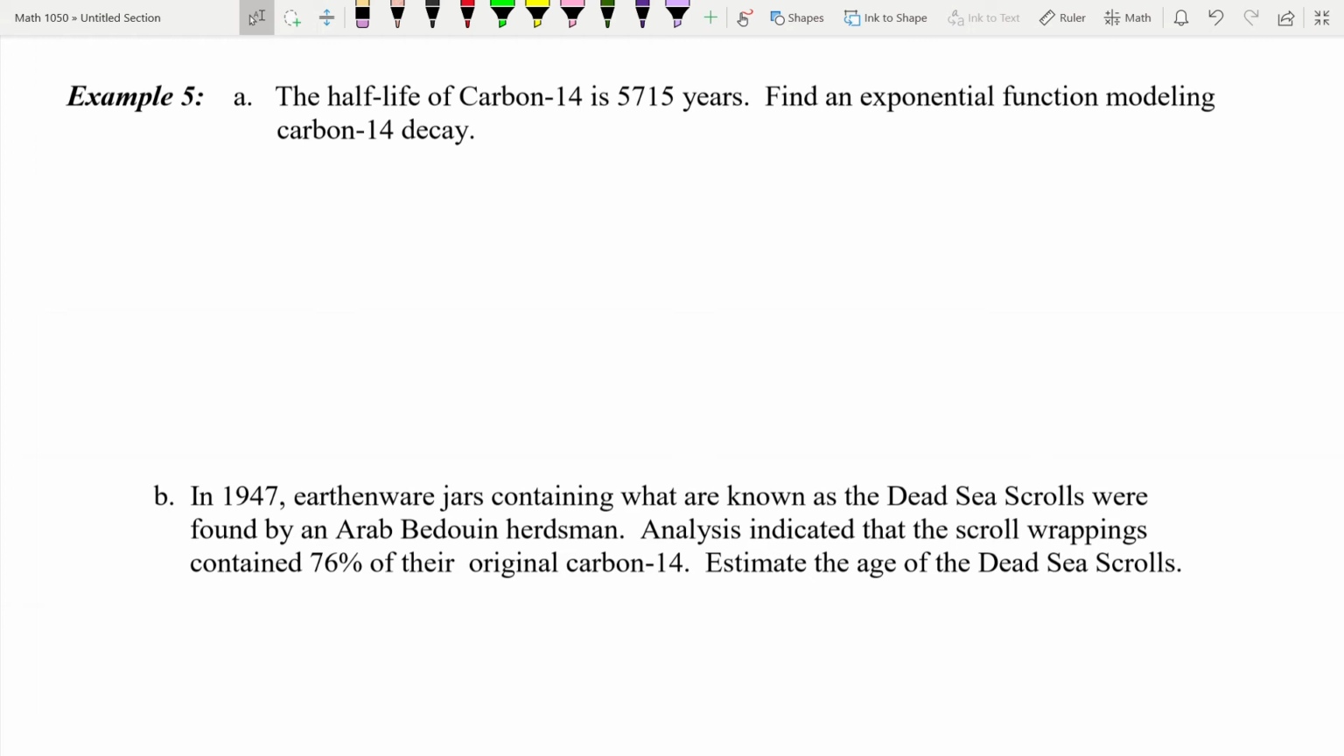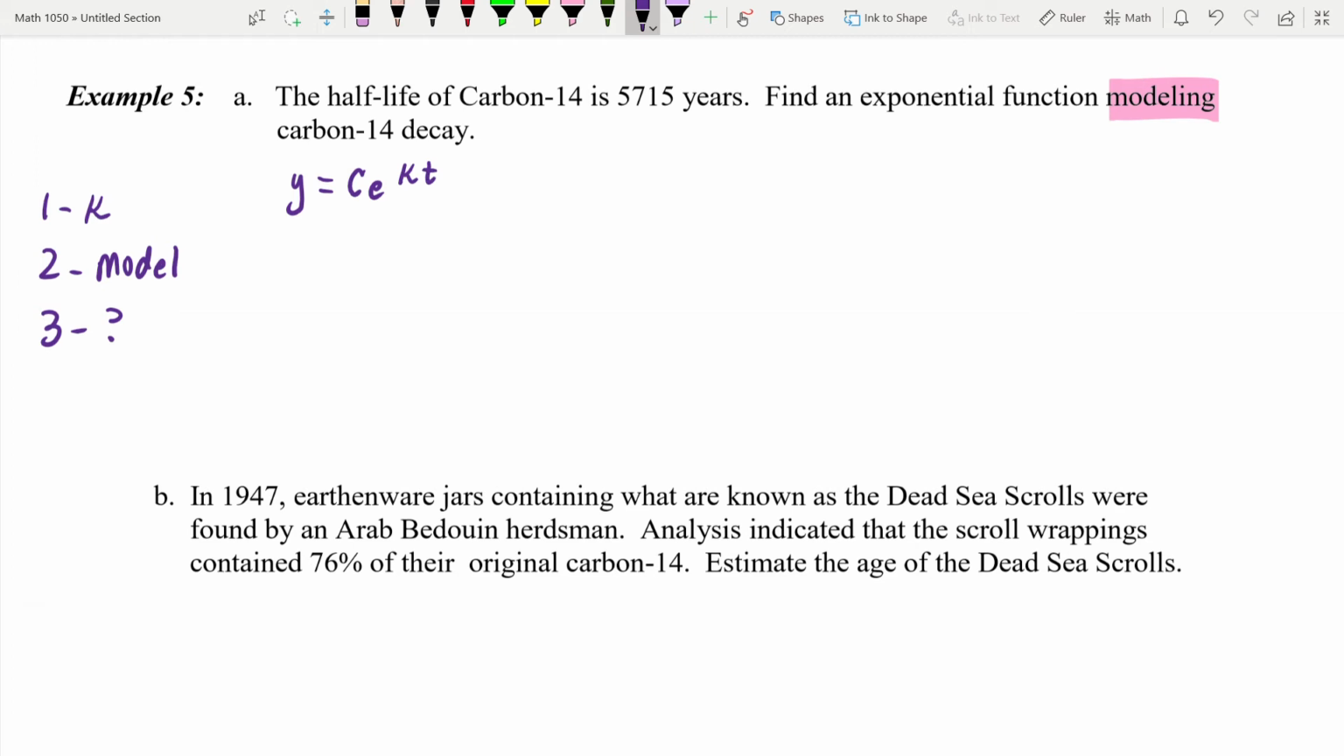Okay, great. Off to the side, write these steps. Step number 1, find your K. Step number 2, find your model. Step number 3, answer your question. It's very simple steps. The half-life of carbon-14 is 5,715 years. Find a function modeling carbon-14 decay. They want the model, the equation. So everybody write down y equals C e to the KT.